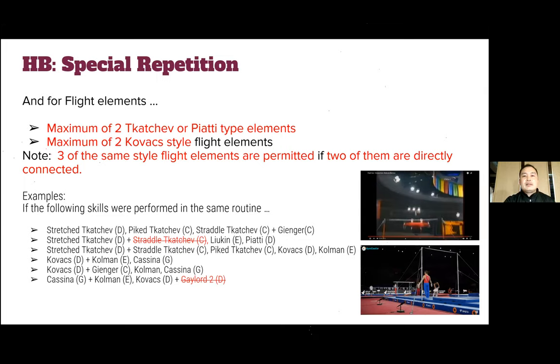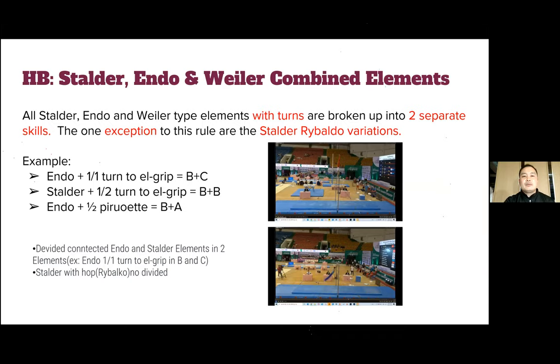And Stalder Endo where combined elements, all Stalder Endo where type elements with turns are broken up into the two separate skills. The one exception to this rule are the Stalder rhythmic variations. Example, Endo and full turn to L grip B and C. Stalder half turn to L grip B and B. Endo, just like a pirouette half turn B and A.